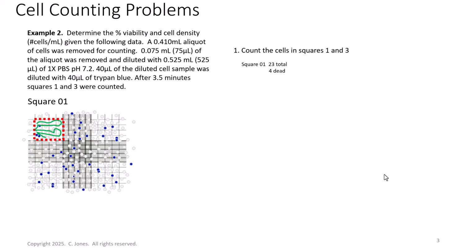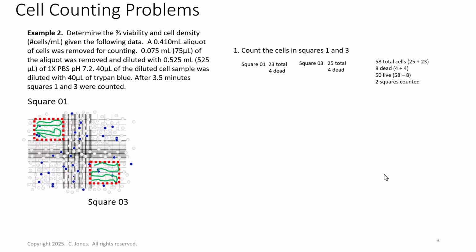And here in square 1, I counted 23 total cells, 4 of which were dead or non-viable, right? And then in square 3, same thing. Mentally draw our counting box, exclude all the cells outside the counting box, count the cells inside. And here I got a total of 25 cells. And again, I got 4 dead or 4 non-viable cells. So if we look at our totals here, we have 58 cells in total, 25 plus 23. We have 8 dead, 4 plus 4. And then 50 live, just 58 minus 8 gives us 50 live cells.